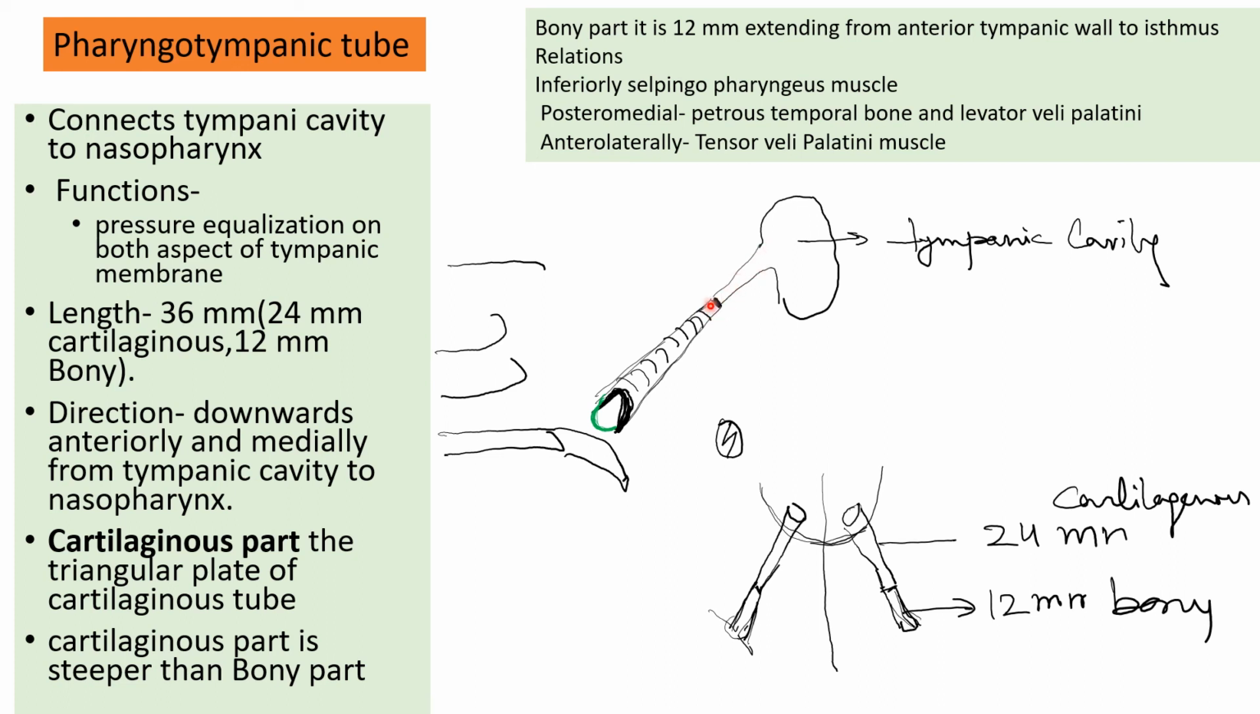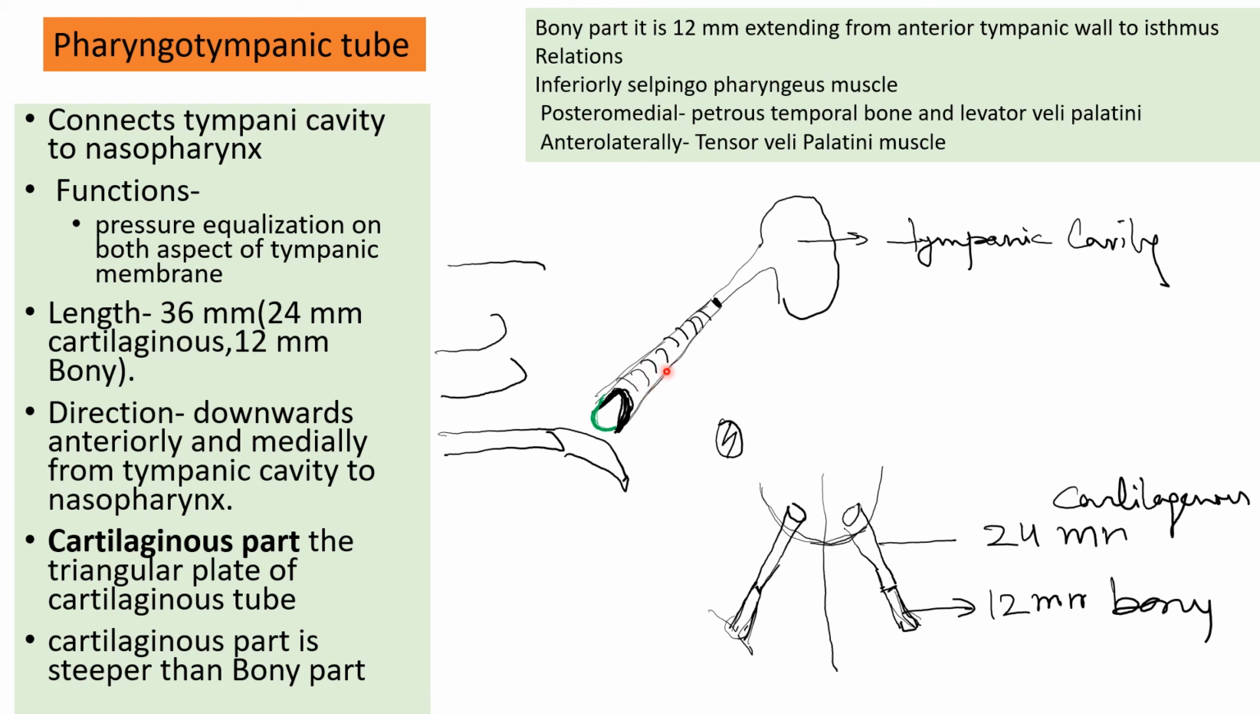The tube towards the tympanic cavity is lined by cuboidal ciliated epithelium towards the middle ear, and pseudostratified ciliated columnar epithelium towards the nasopharyngeal side. And it has got mucosal foldings also, which helps in better mucociliary clearance.